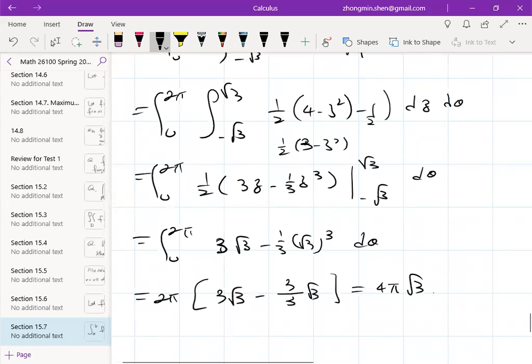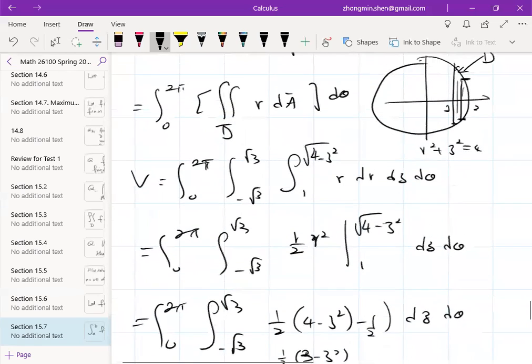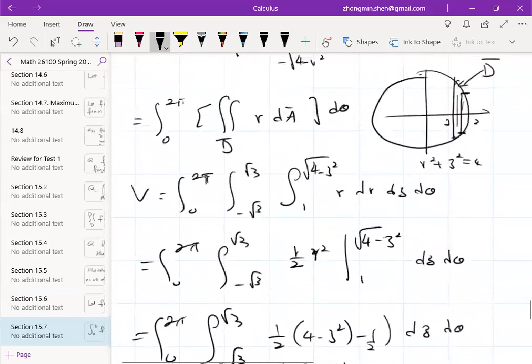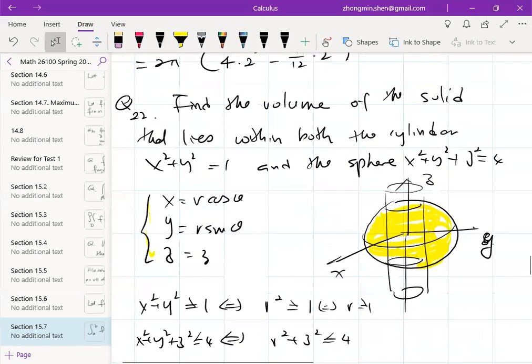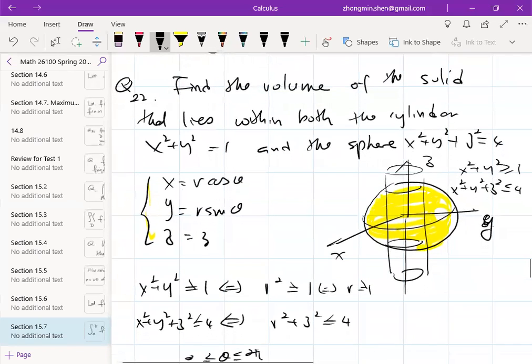Okay, let's go back to this problem again. We try to find the volume of the solid, and it's described by those two inequalities. Within the cylinder and the sphere means this solid is determined by two inequalities: x squared plus y squared greater than or equal to 1, and x squared plus y squared plus z squared less than 4. It's completely determined by these two inequalities.